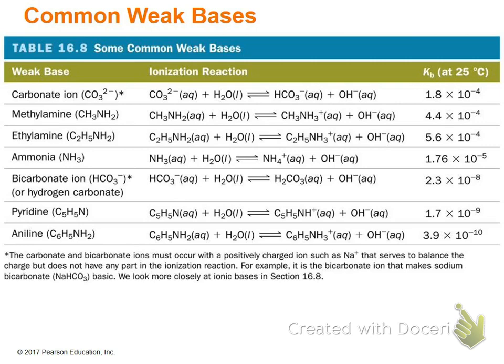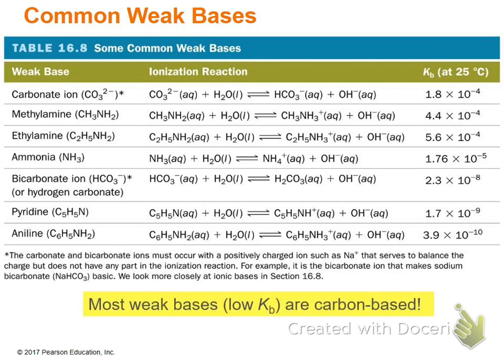And if you notice, a lot of these common weak bases are carbon-based, meaning they're organic base compounds. A lot of them are weak bases. They have low Kb values. So for example, we have methylamine, ethylamine, pyridine, and aniline. They're all carbon-based, right? Meaning they contain carbons, hydrogens, oxygens, and nitrogens.